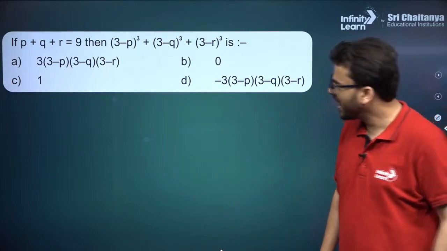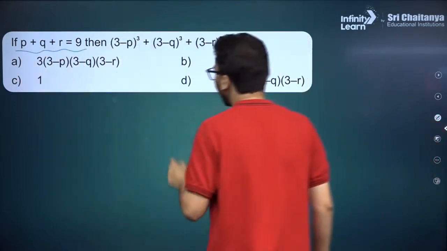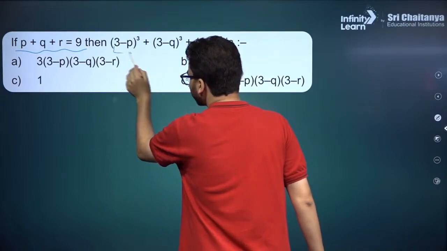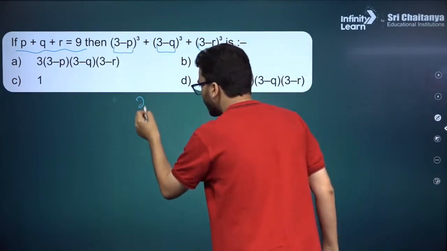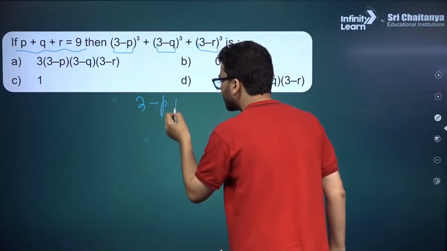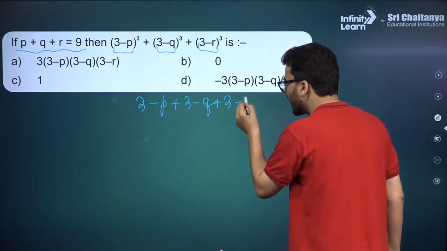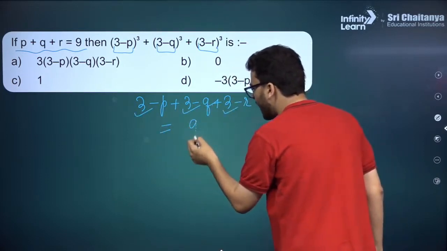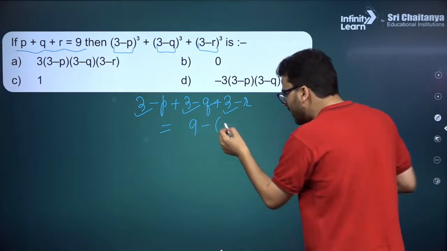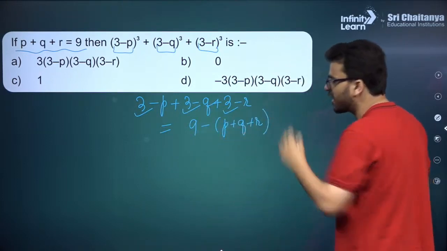So you see over here as well, it is given that p plus q plus r is equal to 9. So can I first check the sum of these numbers inside the cubes? What is that equal to? 3 minus p, 3 minus q, 3 minus r. What is this equal to, guys? So this will be equal to 3 plus 3 is 6 plus 3 is 9, and this is equal to 9 minus p plus q plus r. I hope this is clear up till here.